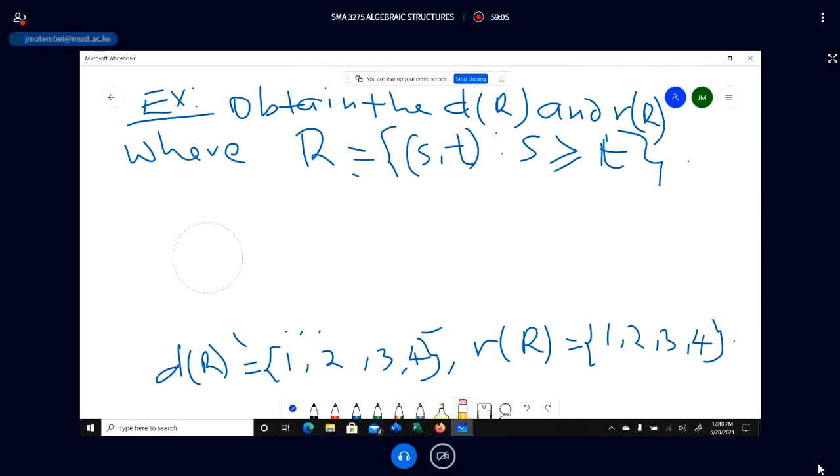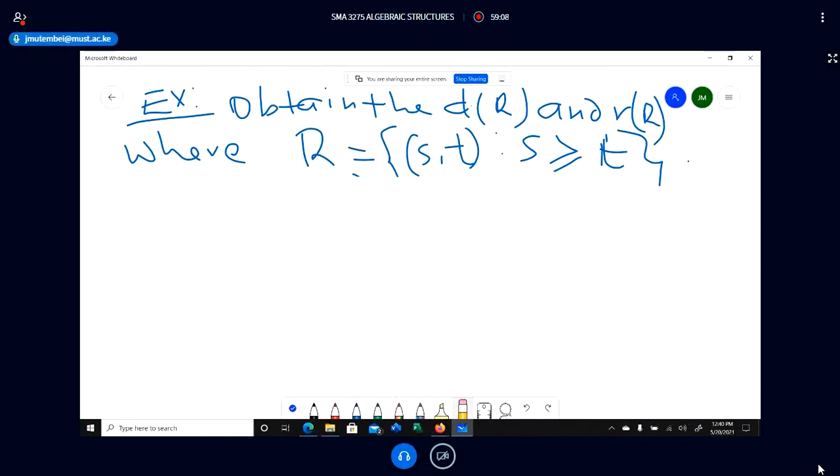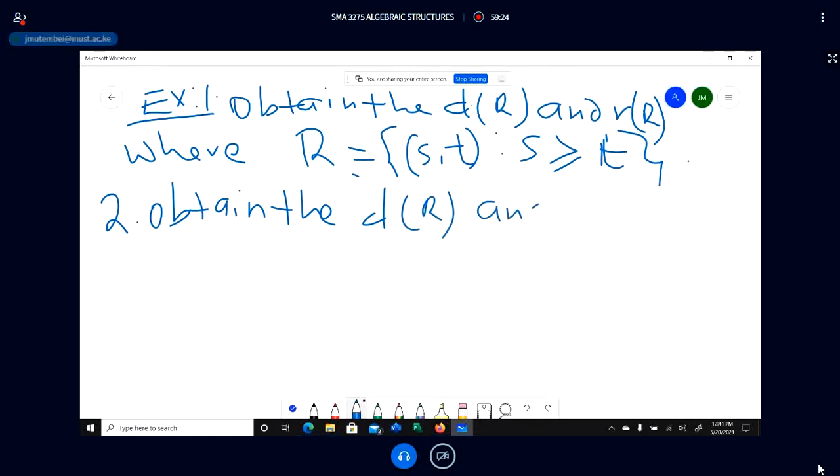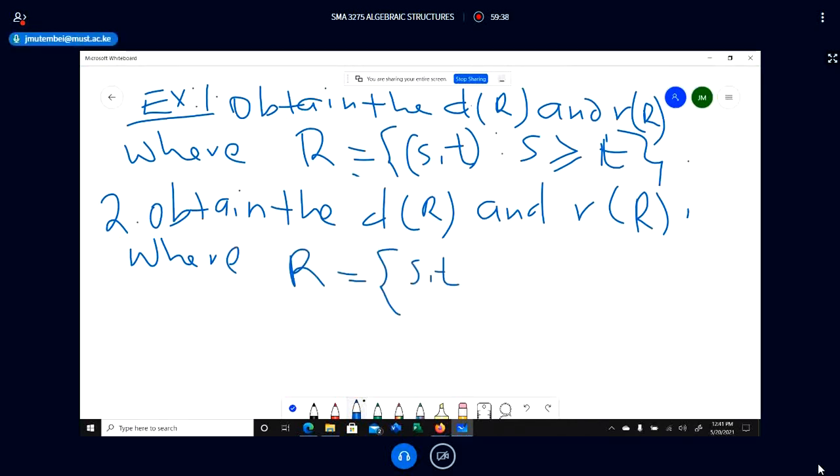For 2, we can say obtain the domain of R and range of R where R is the relation ST such that S is greater than T. So that one you can do as an exercise. That we can do as an exercise.